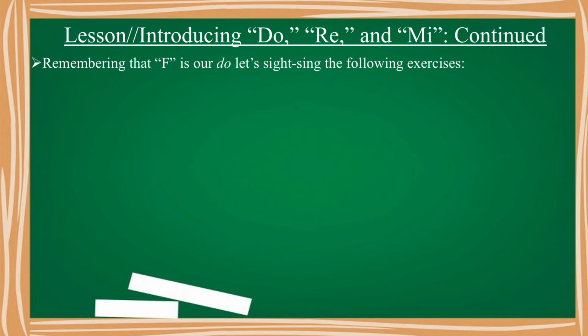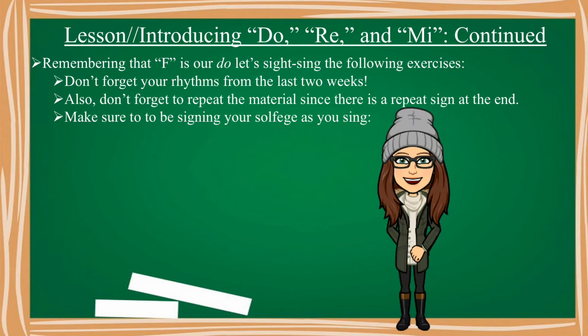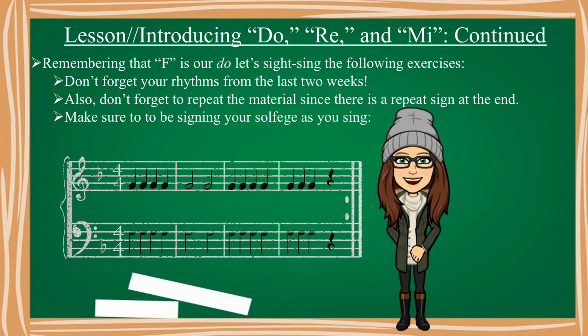then we're going to try and sight sing these following exercises. Don't forget your rhythms from the last 2 weeks. Don't forget to repeat the material since there is a repeat sign at the end. Make sure that you're signing your solfege as you sing. Let's sing with do. So if I only give you do, and we start at the beginning of the staff there, it sounds like this.